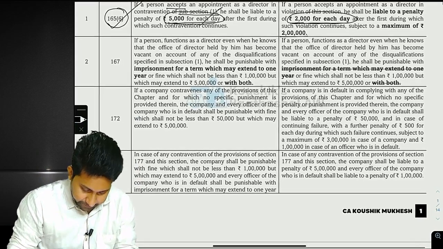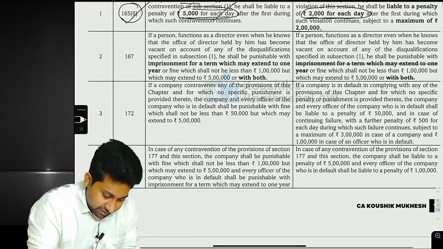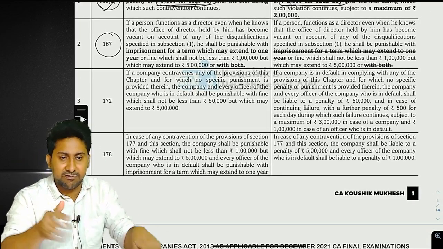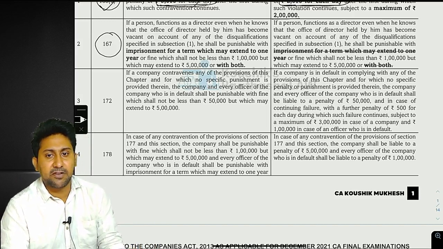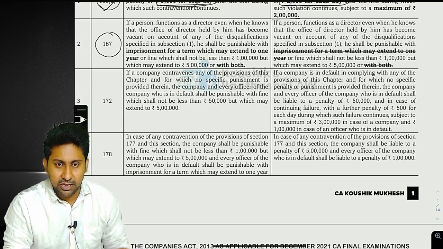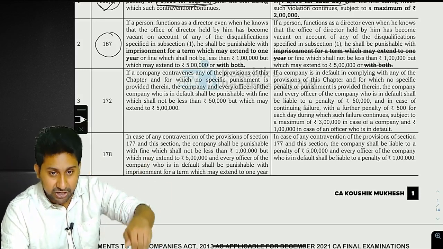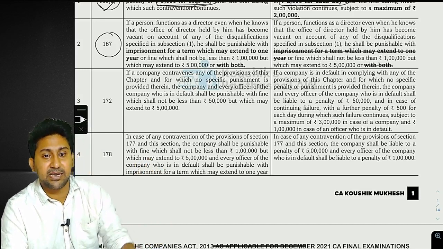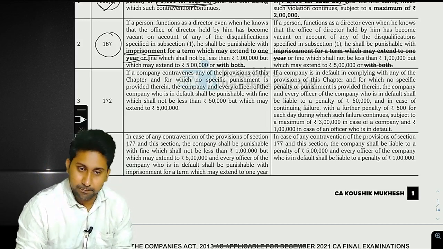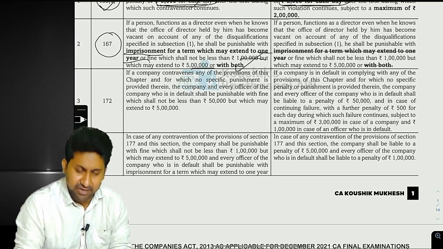Point number 1. Next issue. Section 167, this is on vacation, not 166; 165-related vacation, the normal vacation section. If a person functions as a director after your office has been vacated, the simple point is, even after your office getting vacated, if you still continue, previously what was the situation? Imprisonment for 1 year, or fine of 1 lakh, maximum 5 lakh, or sometimes even with both.